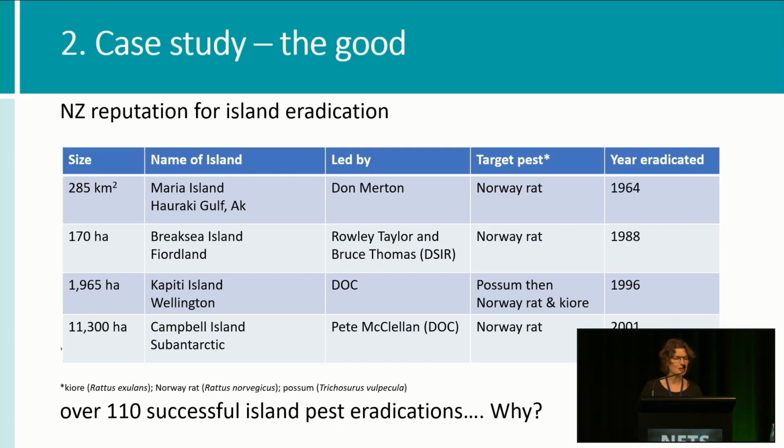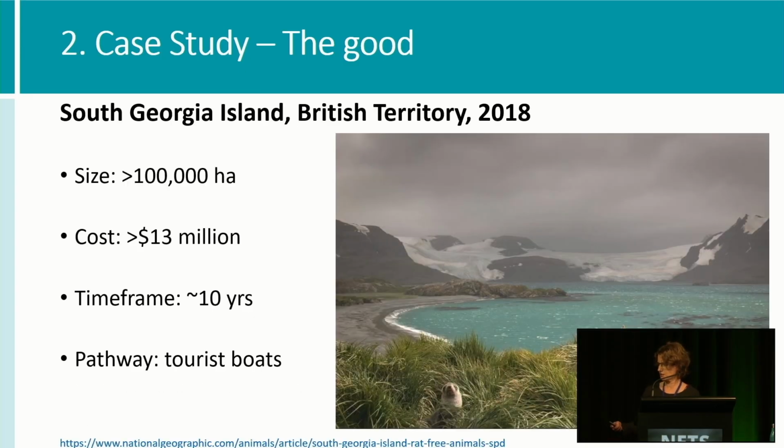8 years later, we had another step change, and that was the use of GPS systems and aircraft to get good bait coverage across rugged islands without any gaps to target both Norway rat and Kiore.